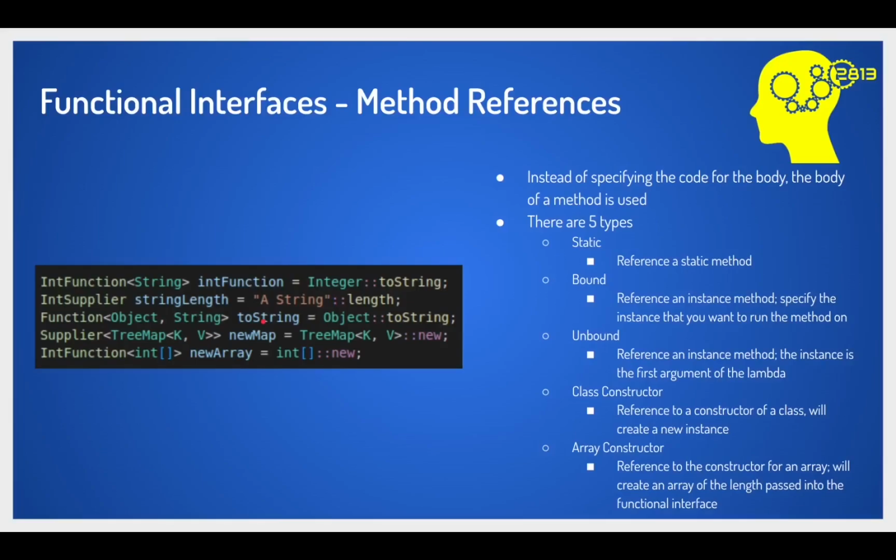You can also create a functional interface for a class constructor using new after the 2 colons, and then before is the type. And then you can also create an array constructor which will take in an int and return the array type using just the type, the brackets, and then new.